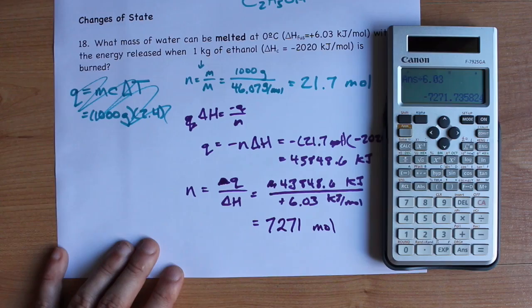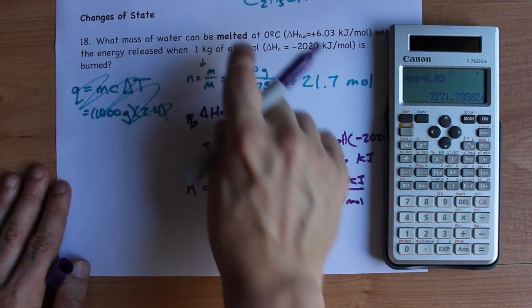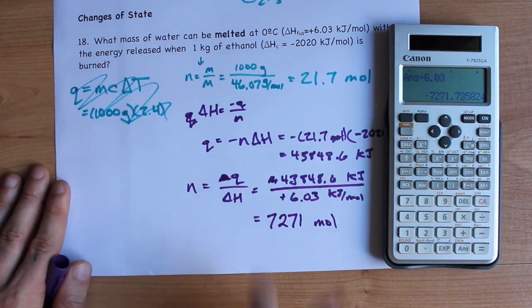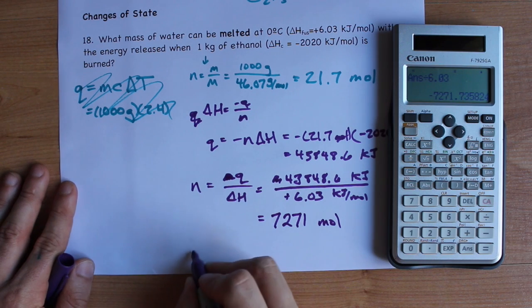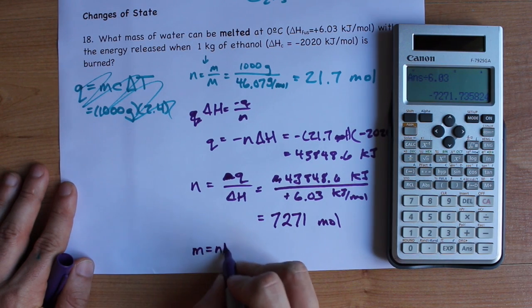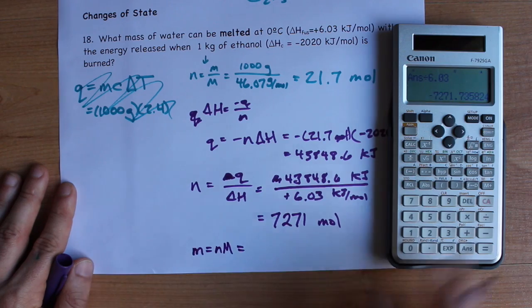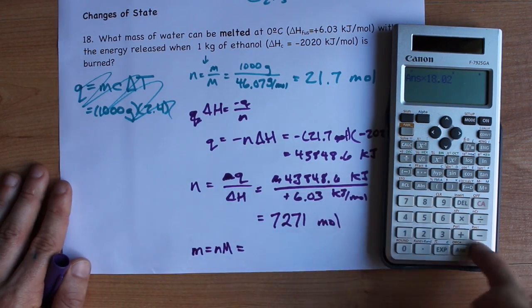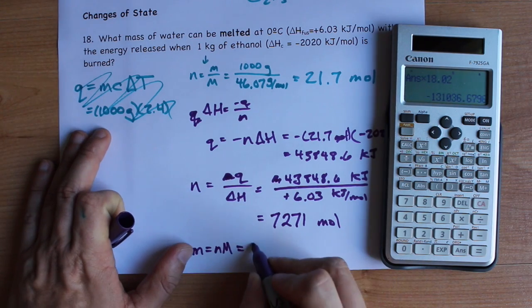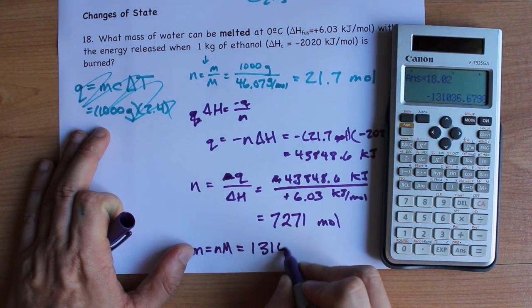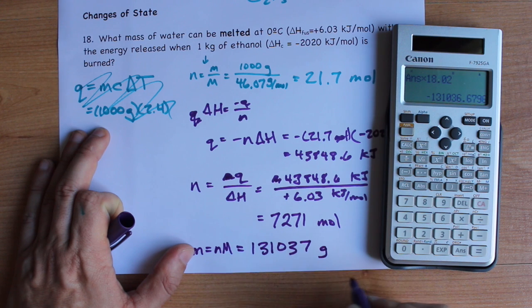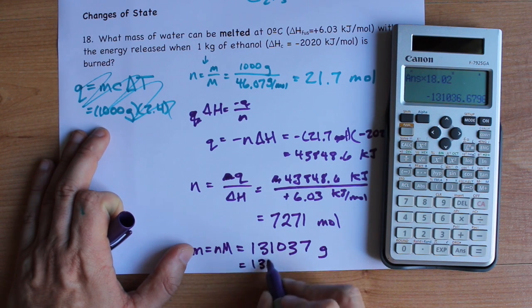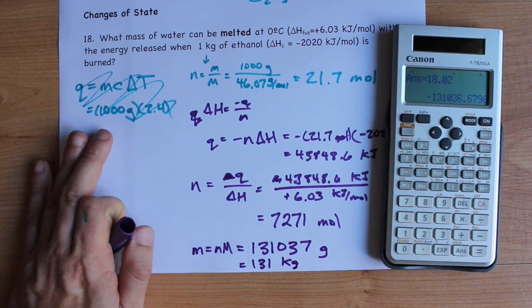7,271 moles of water can be melted if it's already at 0 degrees Celsius. I can calculate the mass of water by multiplying that by the molar mass, that many moles times 18.02 grams per mole, gives me 131037 grams, which is 131 kilograms.